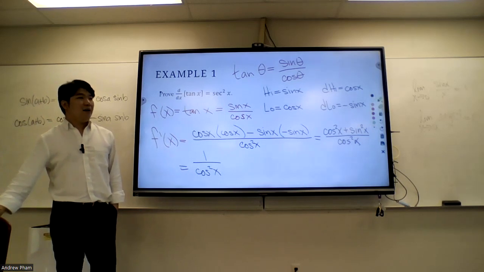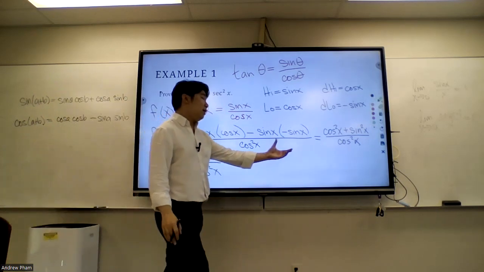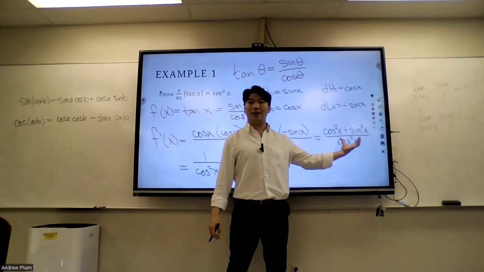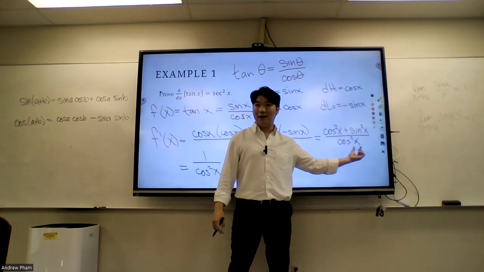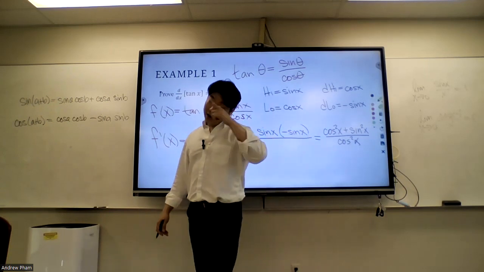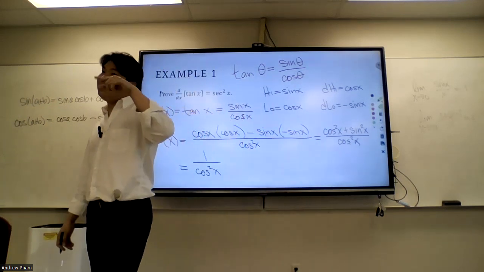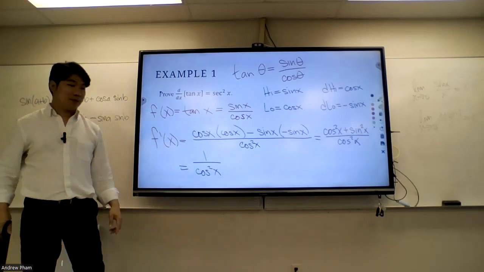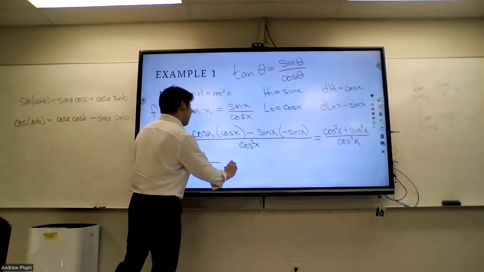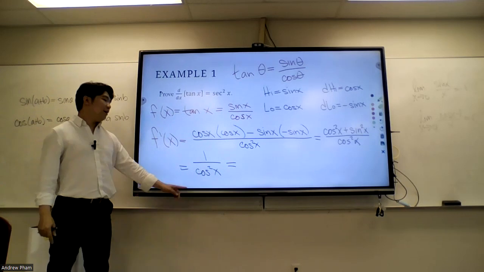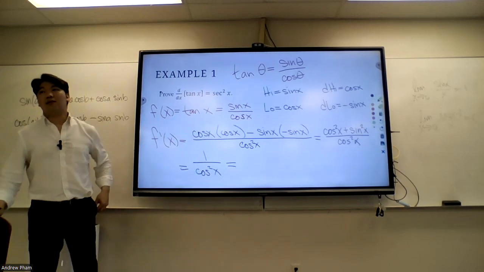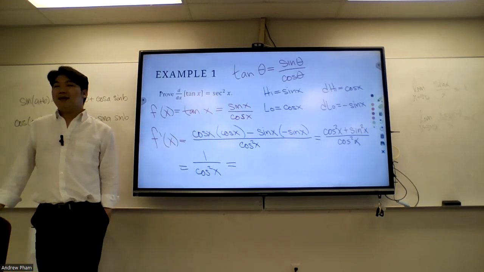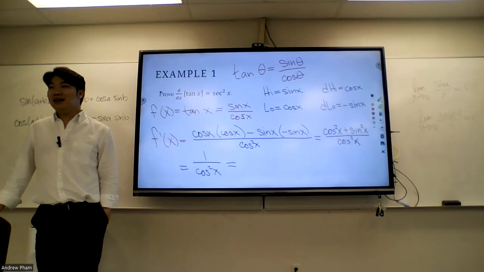The thing is that if I wanted to cancel out cosine squared of x, I would split it into 2 fractions: cosine over cosine plus sine over cosine. It does work in that way, but it relies on a different identity. The last thing I'm going to do here is 1 over cosine of x. That's another special identity.